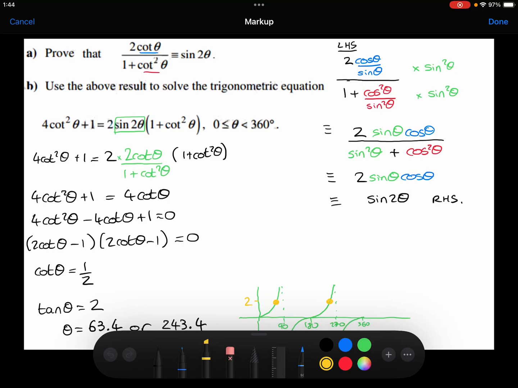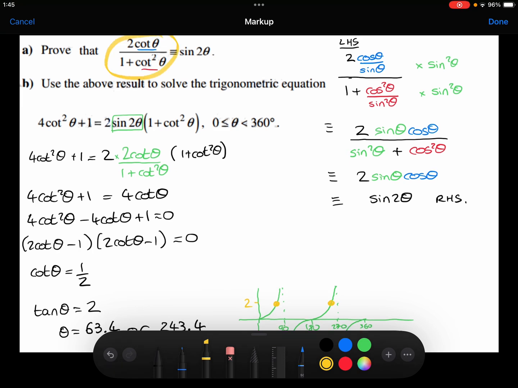As you can see, I've shown all my working out here already. I'm just going to talk you through it. So for part A, we need to prove that identity. I'm starting on the left-hand side because there's clearly quite a lot we can do there.